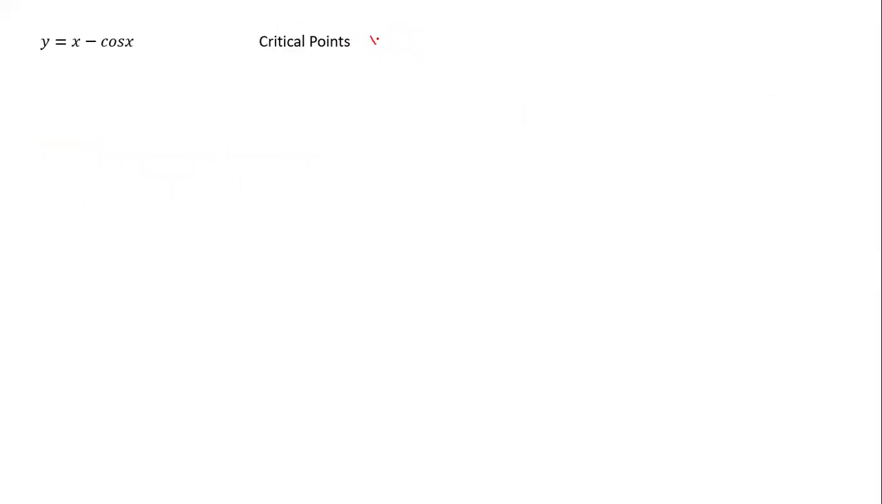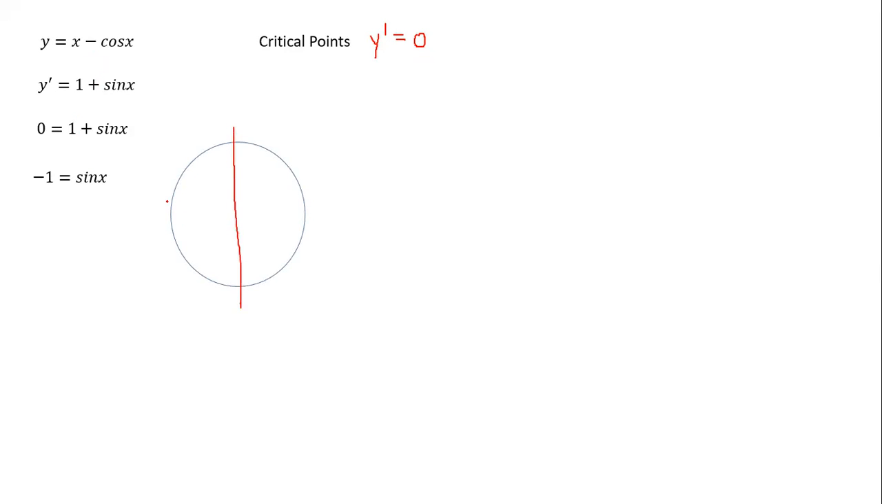Let's find critical points. So we're finding out where the slope of the tangent is equal to 0. The derivative of x is 1. The derivative of minus cos x would be positive sine x. We'll let that equal 0. Bring the 1 over. Now, where does sine x equal negative 1? Sine is y over r. So we're looking for where y equals negative 1 because our circle has r equal 1.